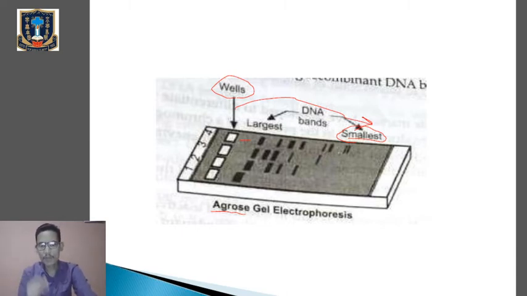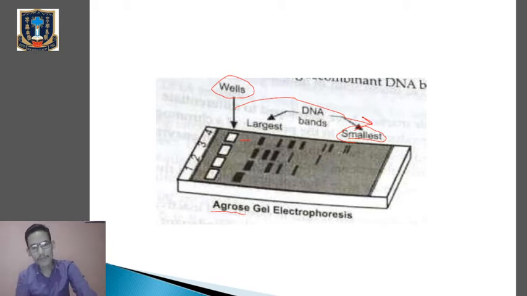Now we are going to stain the DNA with the help of ethidium bromide, and after that we are going to expose it to ultraviolet radiation, and this will give an orange band color of DNA. Now the DNA fragments will be cut out and extracted from the agarose gel, and this process is known as elution.